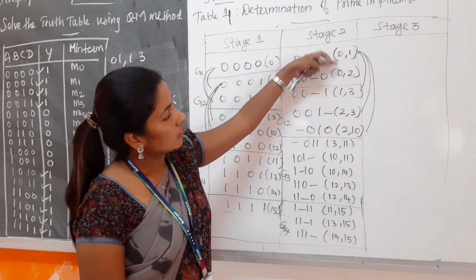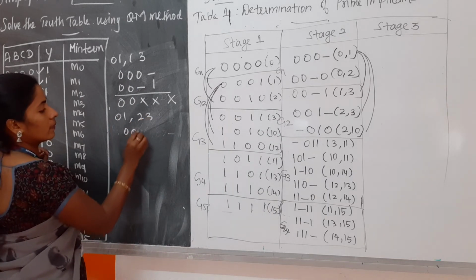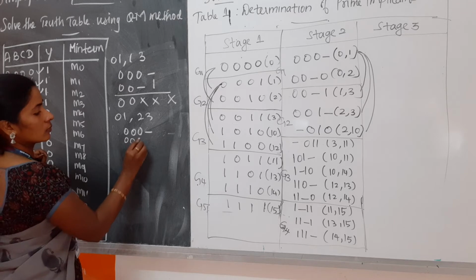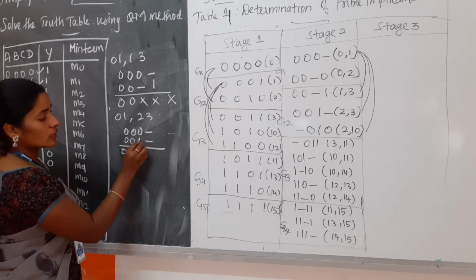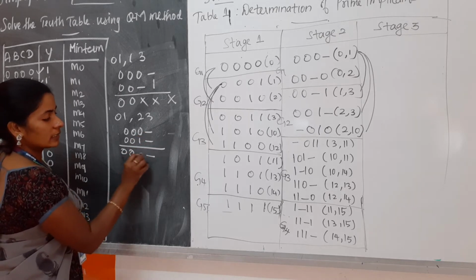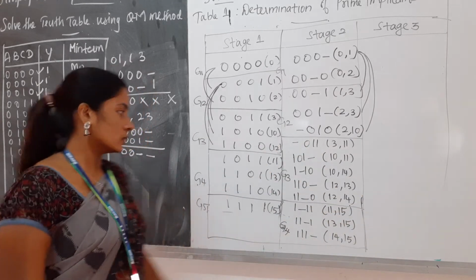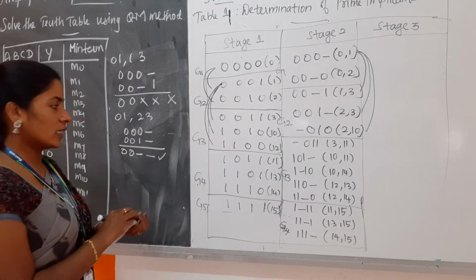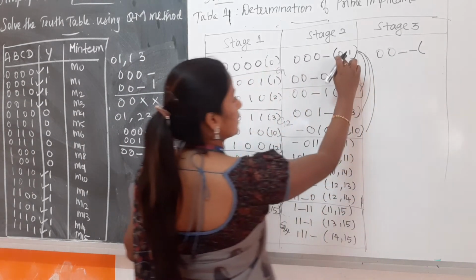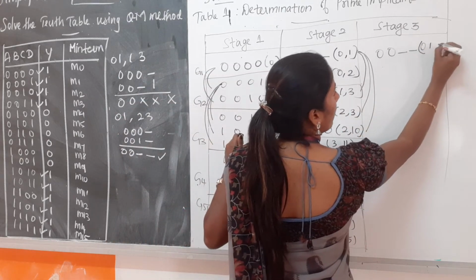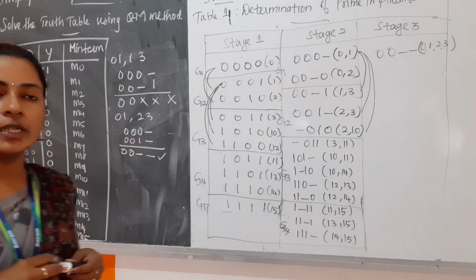0, 1, 2, 3. Comparing gives 0 0 dash dash. Okay, in stage 3, 2 dashes can be there, so this can be written in stage 3. So I am writing 0 0 dash dash. I come back to 0 1 2 3.